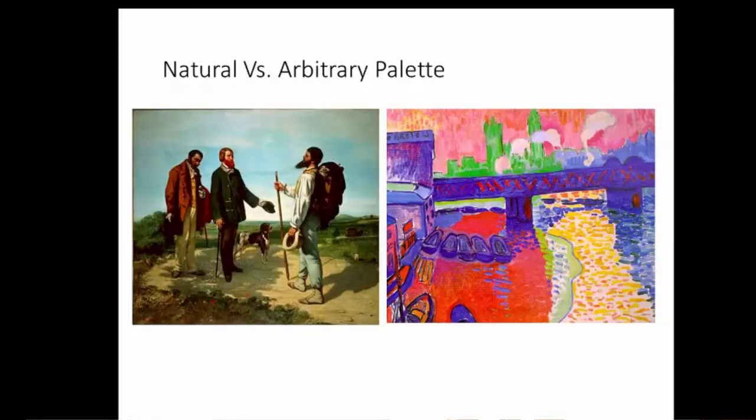Two other types of palettes are what are known as natural and arbitrary. On the left, you see a naturalistic color palette, which attempts to recreate nature as we see it. So the blue sky, the green fields, and the red flowers. Whereas on the right, you see an arbitrary palette, which does not attempt to recreate nature as we see it. So in this image, we see pink sky, red water, green buildings. Again, it goes against our understanding of how we see color in nature.